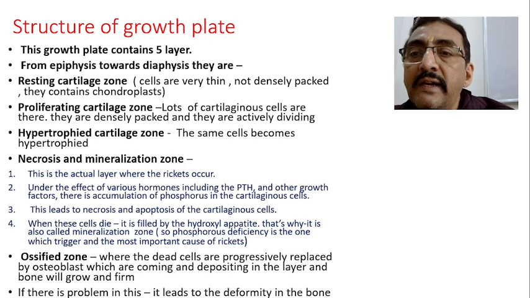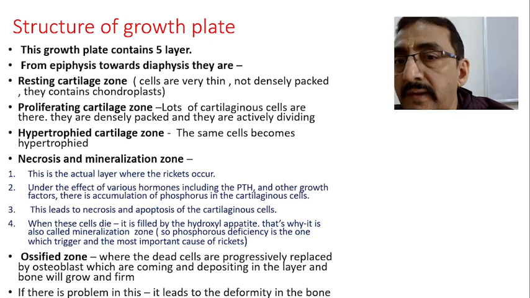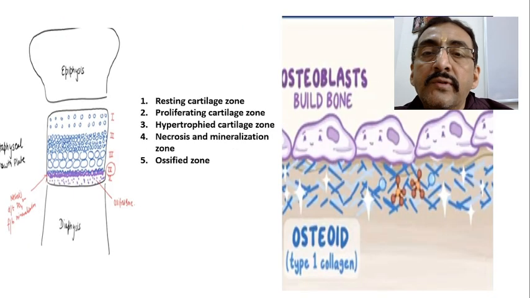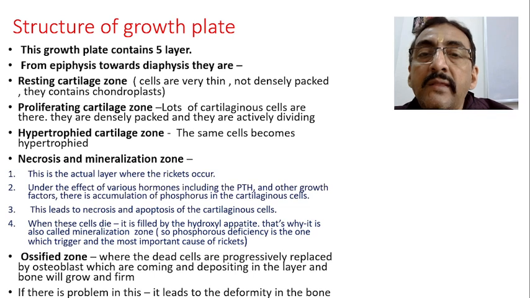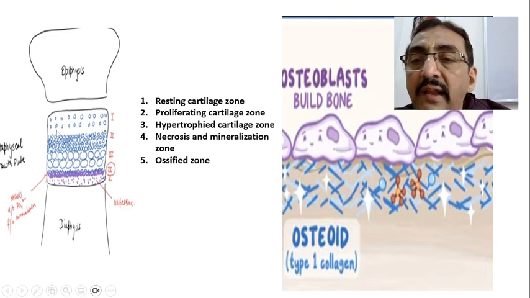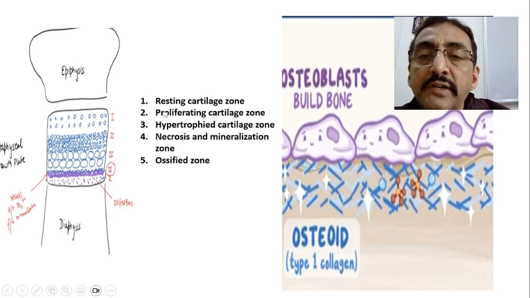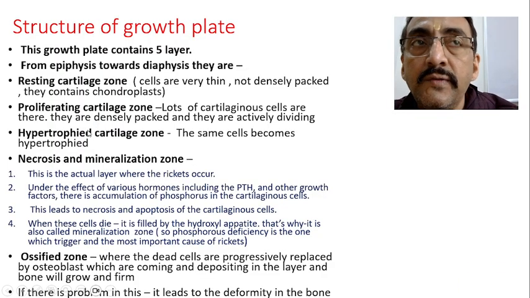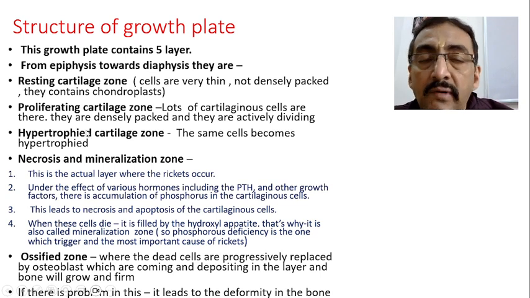The first layer is called the resting cartilage zone. If you look into the resting cartilage zone, the cells are very thin and not densely packed, and they contain chondroblasts, as shown by number 1 in this figure. This area where the cells are sparsely distributed is called the resting cartilage zone, and they contain some chondroblasts which later lead to the formation of the cartilage plate as well as the bone.